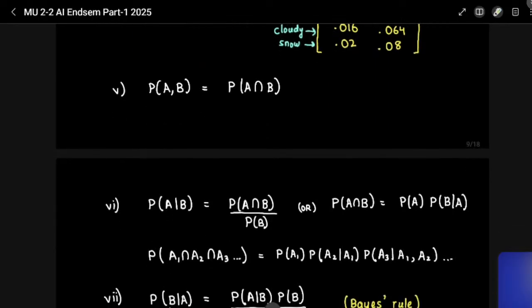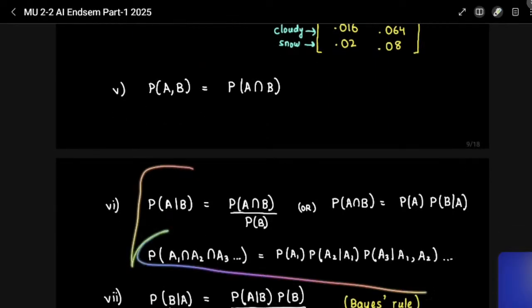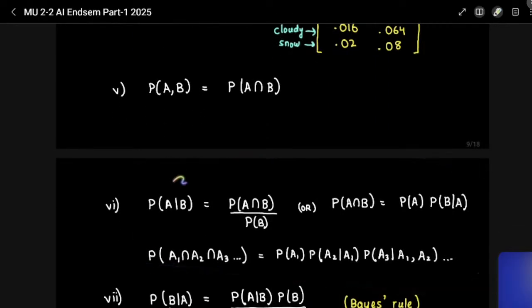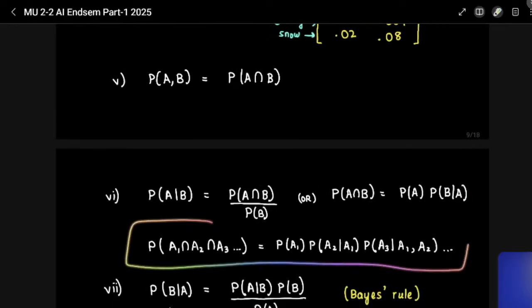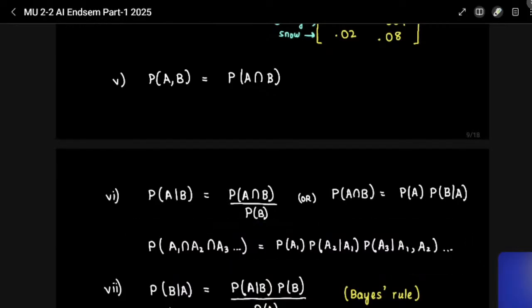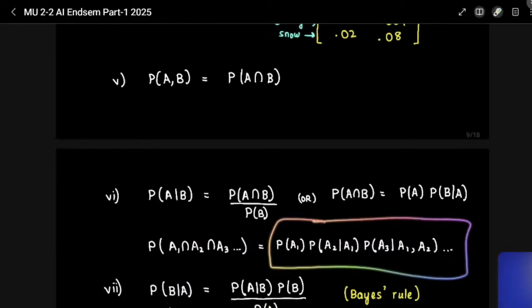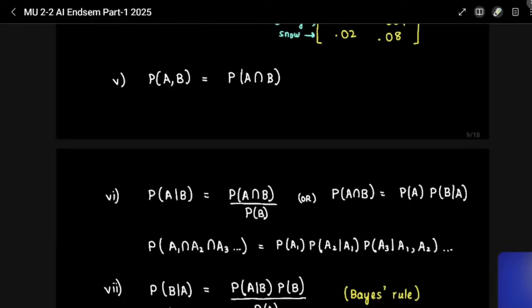And now these are some formulae that we'll be using in places. So probability of A given B is nothing but probability of A and B divided by probability of B. You can rearrange the terms and get this one. And this is a generalized form. Probability of A1 and A2 and A3 is nothing but probability of A1, and then probability of A2 given A1, and then probability of A3 given A1 A2, probability of A4 given A1 A2 A3, and so on. It goes on.